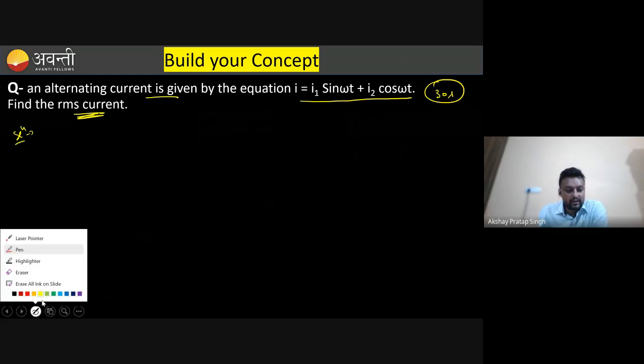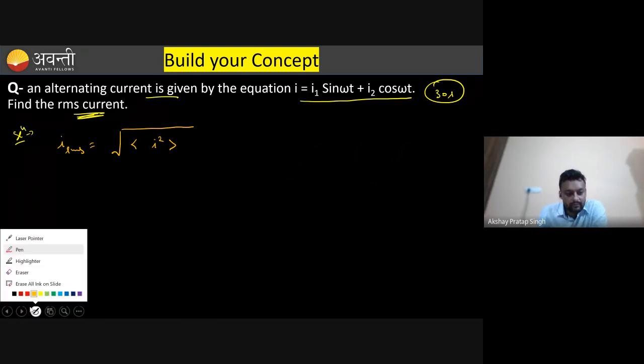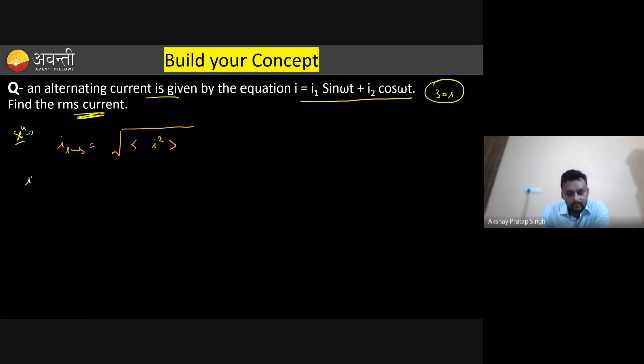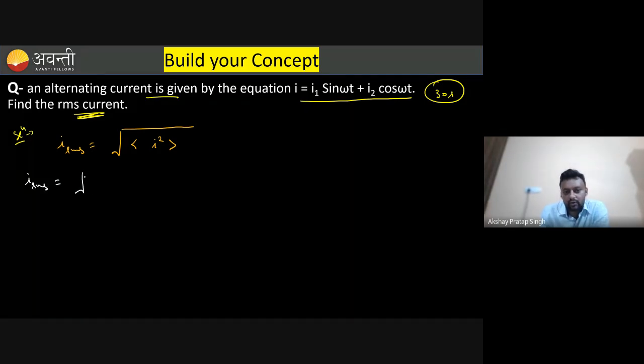First thing that everyone should learn at least is how to write IRMS. Put a square, put the average symbol, I square, and that's it. Now you can put the values. IRMS is equal to root of. If I square it, it will become a very difficult term, or not.